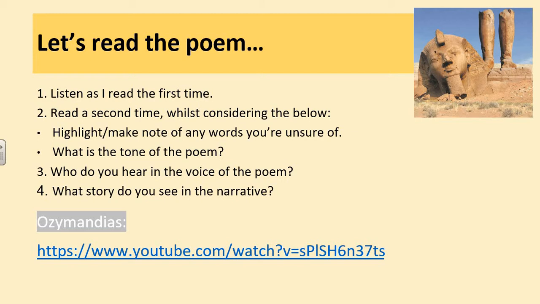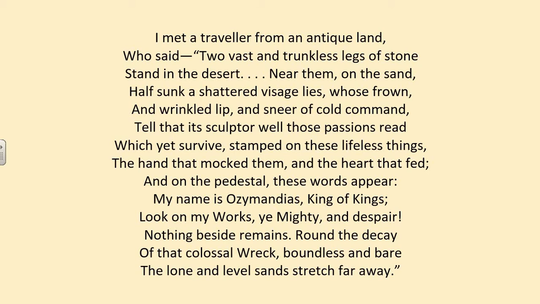So we've got two vast and trunkless legs of stone stand in the desert. So it's set in the desert. Near them on the sand, yep, definitely a desert. Half sunk, a shattered visage lies. So we need to think, what does visage mean? Whose frown and wrinkled lip and sneer of cold command tell that its sculptor well those passions read which yet survive. So this image of this visage means a face, who is frowning. They've got a wrinkled lip like an angry sneer. So it doesn't sound like a happy sculpture that's standing in the desert.